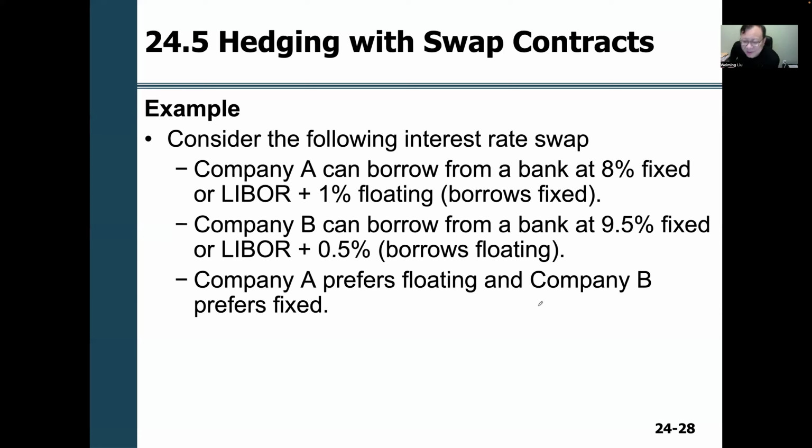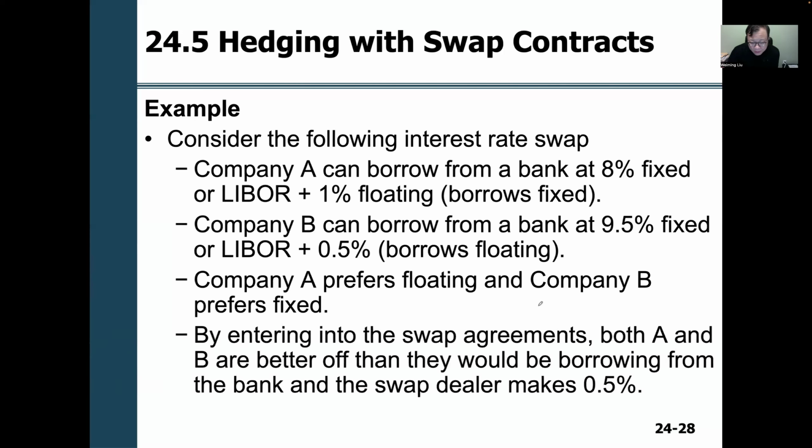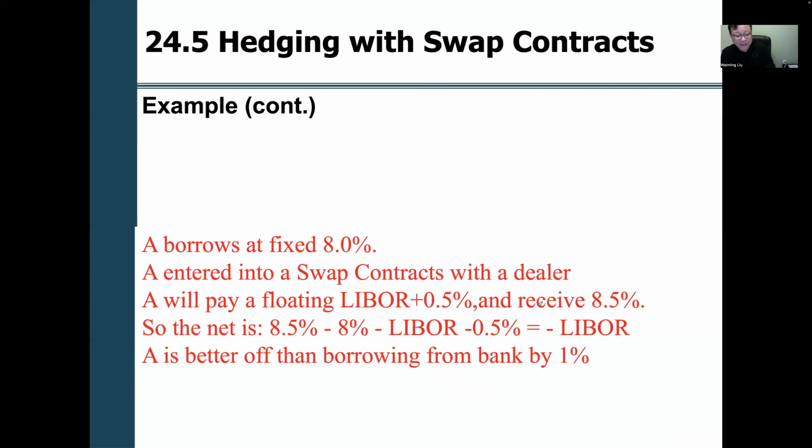Okay. So that's the interesting part, how I'm going to show you the swap contract can actually benefit company A and company B, and also a middle guy, the swap dealer. So if you have one transaction that can benefit all the parties, right? That's a great transaction. So by entering into this swap agreement, both A and B are better off than they would be borrowing from the bank. The swap dealer makes 0.5%. I'm going to show you why this is the case.